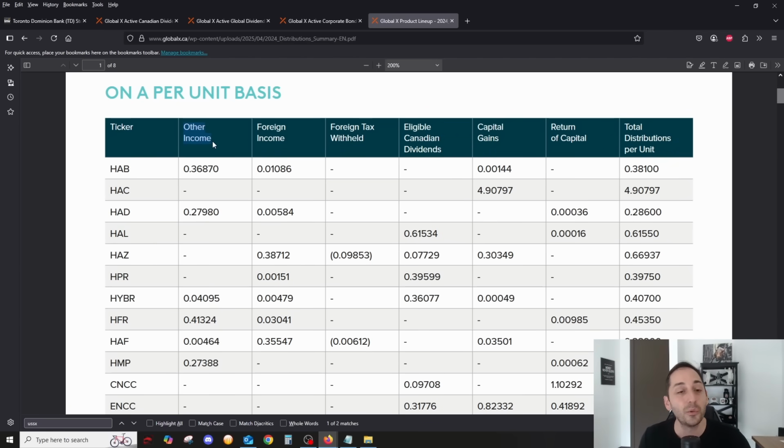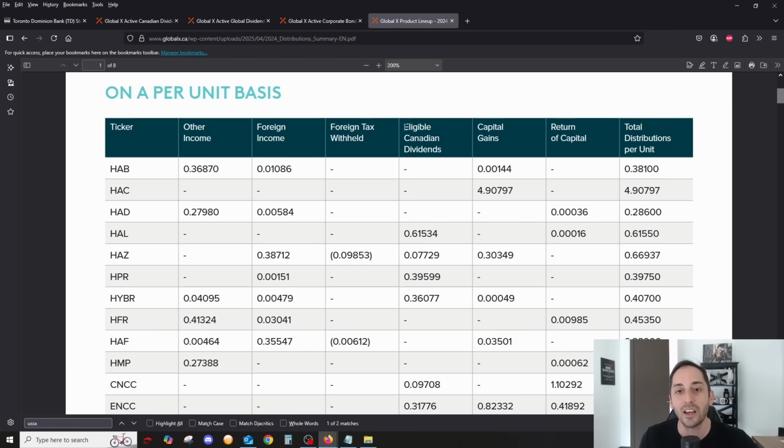There's other income, which is pretty much a regular income. There's foreign income as well. So for example, if a Canadian ETF holds a US dividend stock like JP Morgan, that income is going to be classified as foreign income. There's foreign tax withheld. This is what the ETF is paying in foreign withholding taxes.